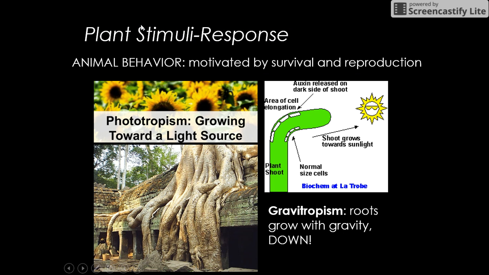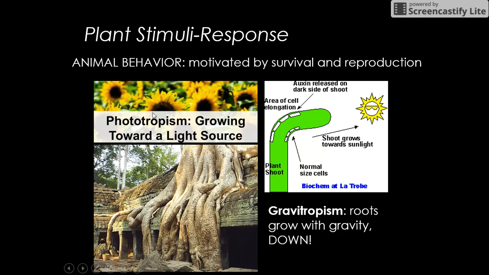All right, key things here. Go ahead, write this down in your notes section. Animal behavior is motivated by survival and reproduction. Animals want to stay alive, so they're going to be motivated by staying alive, and they want to have babies. So they're going to be motivated by reproduction. That's what's going to drive their behavior.